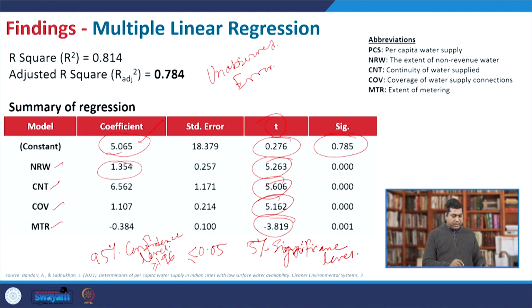Now coming to the association, here you can see that continuity has the maximum association, followed by non-revenue water and coverage. And there is a very little impact, but we cannot ignore it because it comes up with a minus sign, that is your metering.